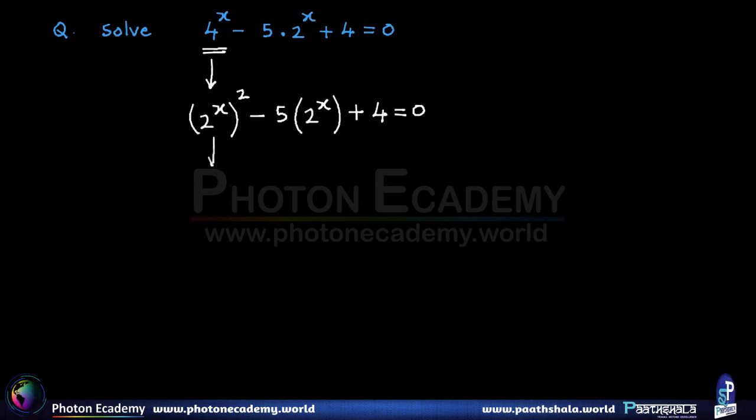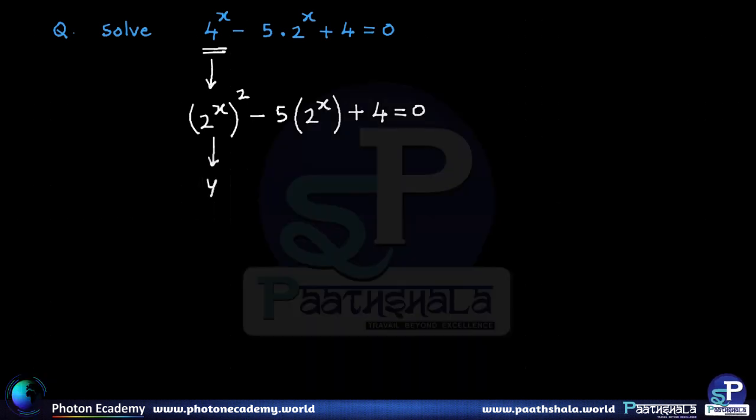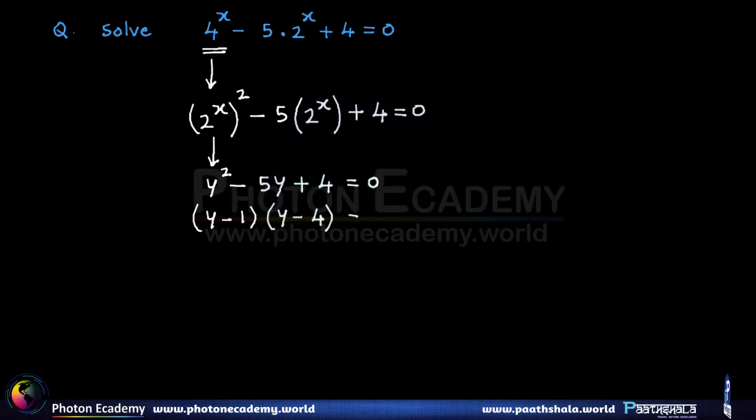So therefore let's call 2 raised to x as y, so that we will get the equation y squared minus 5y plus 4 is equal to 0. This clearly factorizes into two factors, y minus 1 and y minus 4 equal to 0, which implies that y must be equal to either 1 or 4.